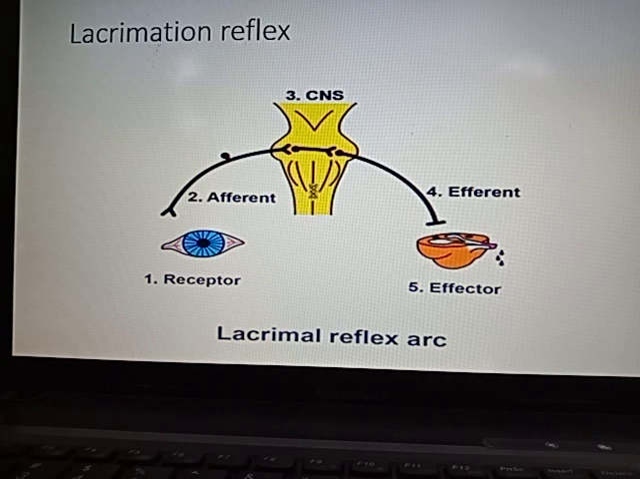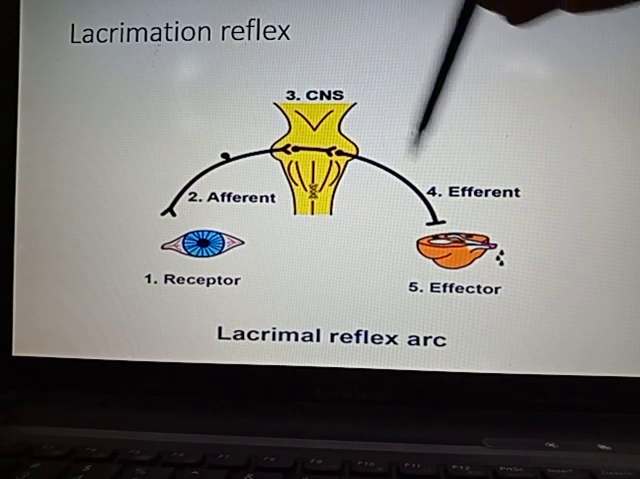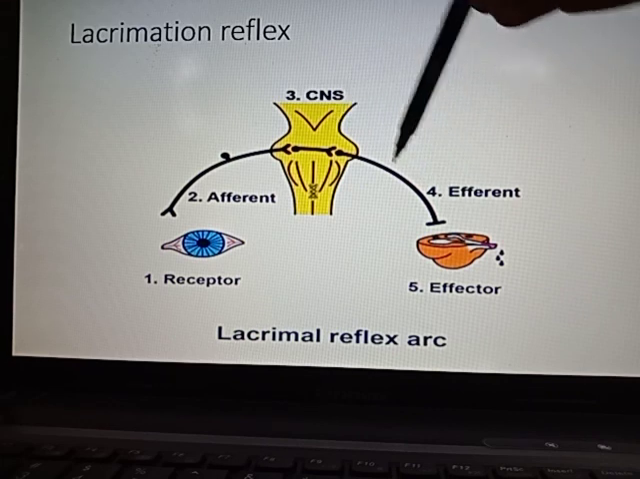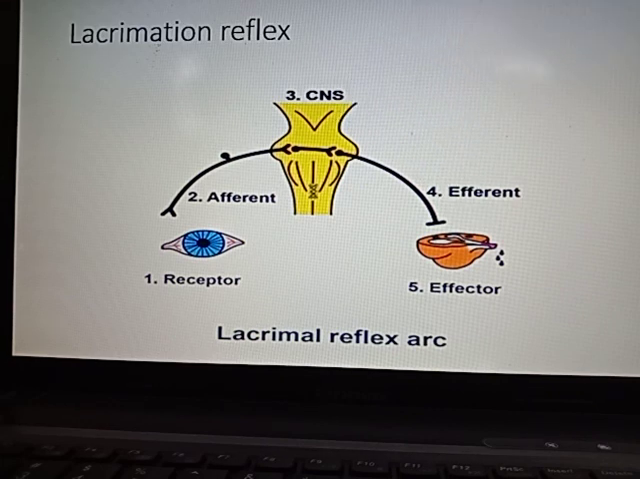Lacrimation may also occur in response to an emotional trigger. Then it comes to the higher center. From the higher center, it again stimulates this efferent pathway, and lacrimation may occur.